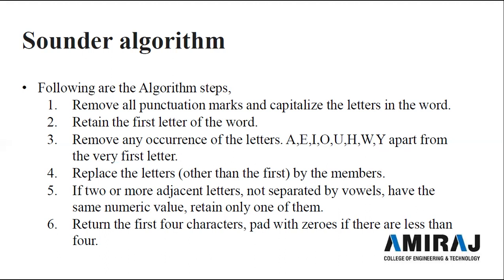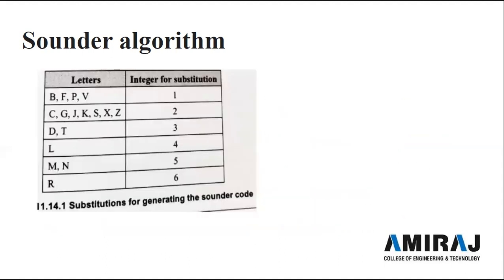Return the first 4 characters, pad with zeros if there are fewer than 4. So we have to store only the first 4 characters of that word. Now, if the word is less than 4 letters, then the remaining places will be padded with 0. For example, if we have a word of 3 letters, the 4th character will be padded with 0. If we have a two letter word, then the remaining 2 characters will be padded with 0, right? So these are the steps of our Soundex algorithm, and this is the example.